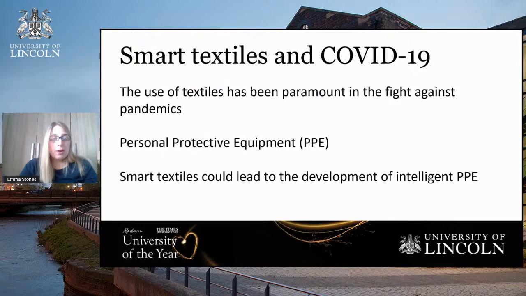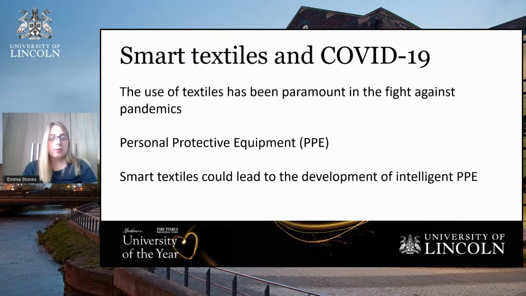So we're going to look at now an additional potential application of smart materials. Here we're going to be looking at the use of textiles in the fight against the current pandemic, and also as potential development of technology for future pandemics. Obviously a key part of the fight against coronavirus has been the use of personal protective equipment. So masks, aprons, gloves, face shields, all that sort of equipment. The current idea is that smart materials may lead to the development of an intelligent PPE.